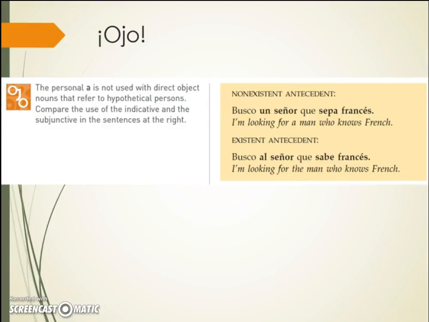I don't know the particular person. I'm just saying I'm looking for this person. I don't know if they exist. So if that's the case, notice how I don't have a personal a. Non-real people don't get personal a's. Only real people get personal a's. So the existent antecedent is busco al señor que sabe francés. I walk into a room, I know there's a guy here who speaks French. I have to give him a personal a. Busco al señor. I'm looking for the man que sabe, that knows French. He exists to me, so then therefore he gets a personal a, and he gets the indicative. So when you're using the subjunctive, you don't need a personal a. So you get one pass there finally.